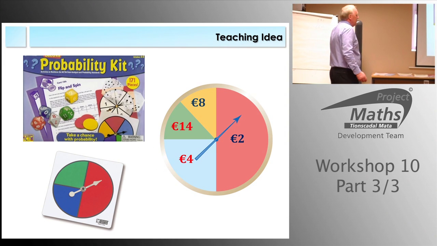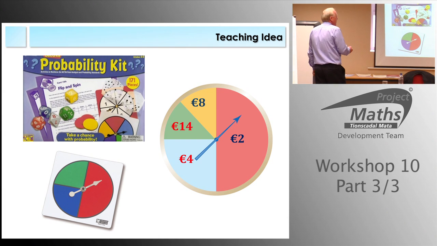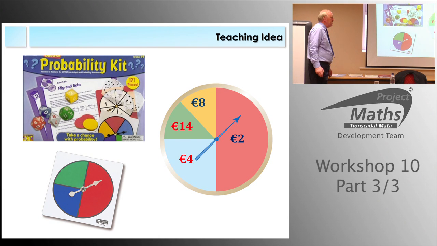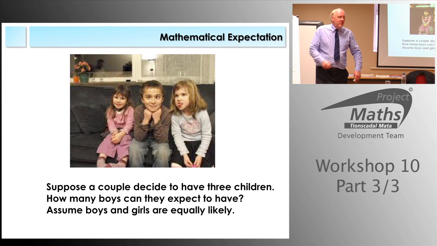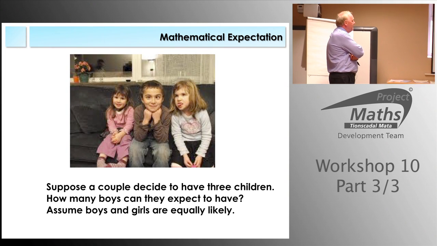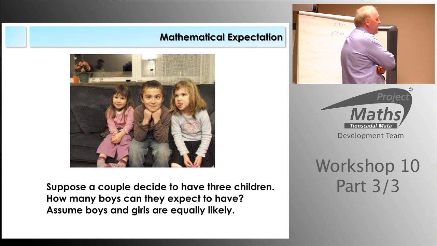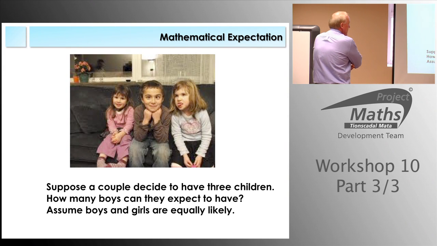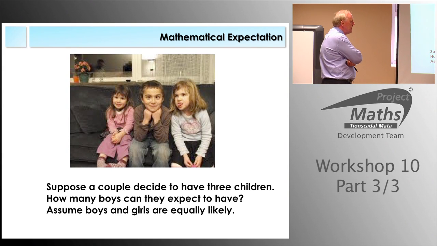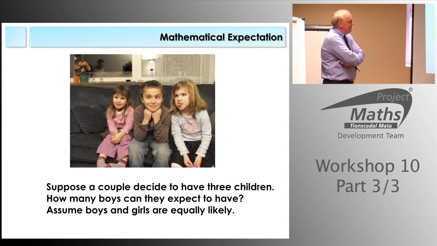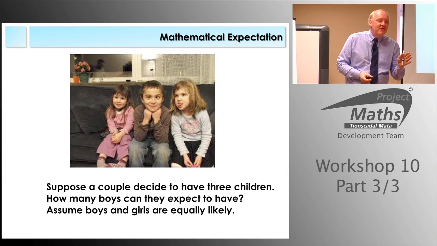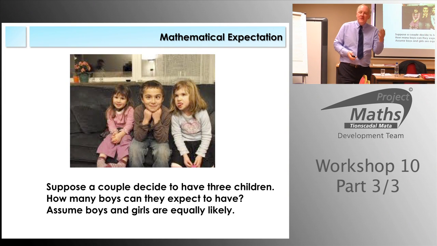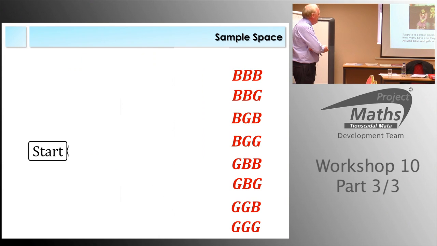Okay. Now, there's nice teaching ideas in the probability kit, and they give these spinners quite a bit. Now, let's look at it a little bit further. Mathematical expectation here. Suppose a couple decide to have 3 children. How many boys can they expect to have, assume boys and girls are equally likely? Now, I think the statistics are kind of slightly in favour of boys, aren't they? Like 50.7 or something to 49.3 or something like that.